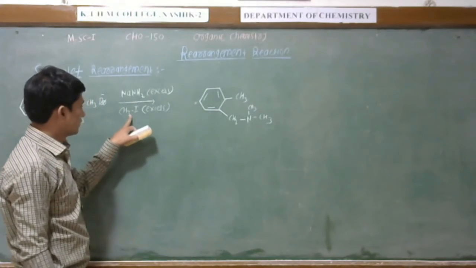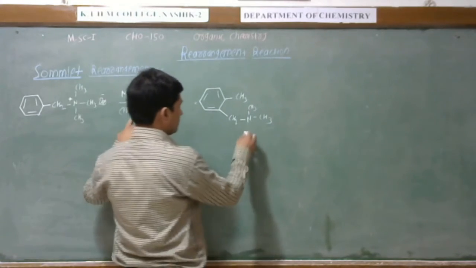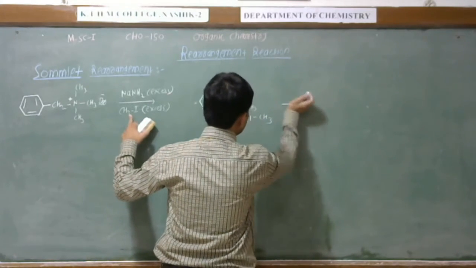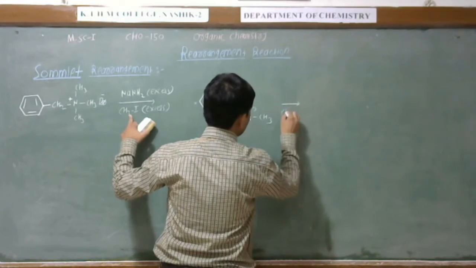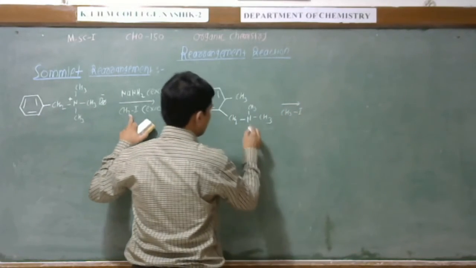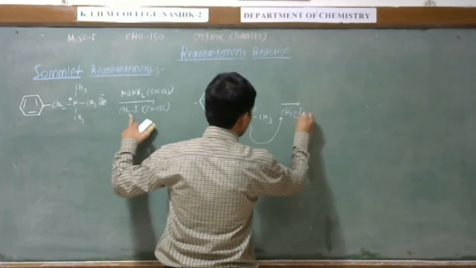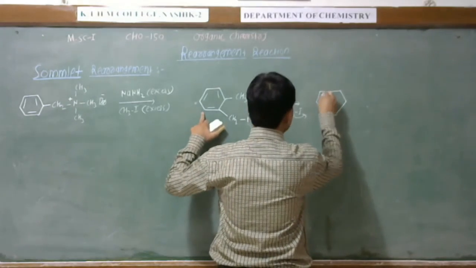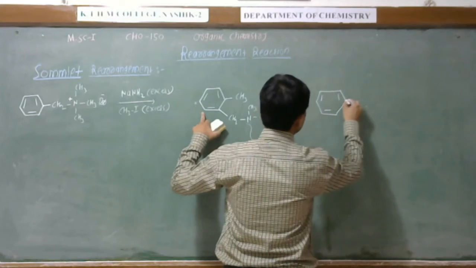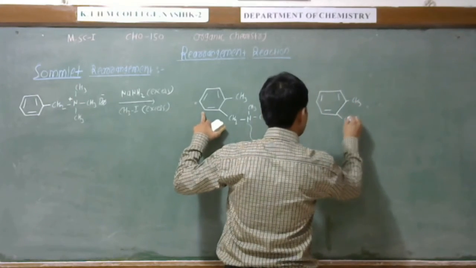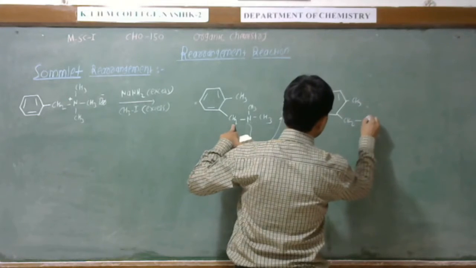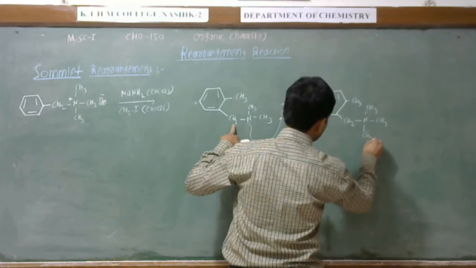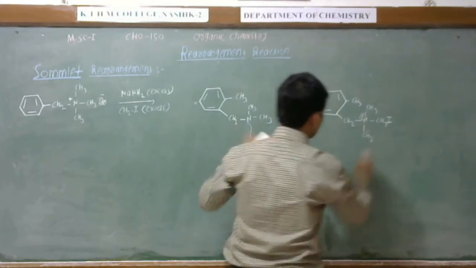But what about this excess methyl iodide? We know that when a tertiary amine reacts with an alkyl halide, there will be formation of a quaternary amine again, and the quaternary amine will be like this. This is CH3, this is CH3, this is CH2, this is nitrogen, this is CH3, and this is again CH3, and this is the CH3. Now there is again formation of quaternary amine.